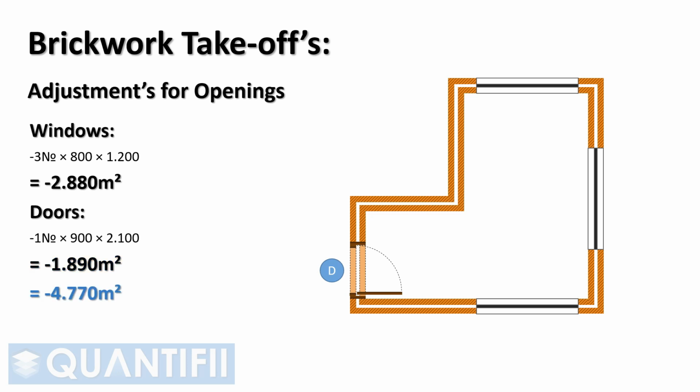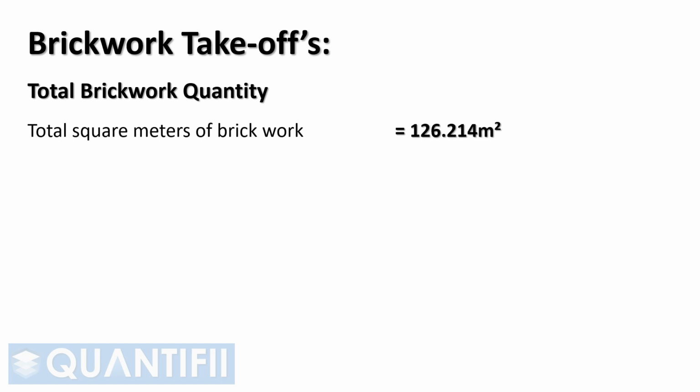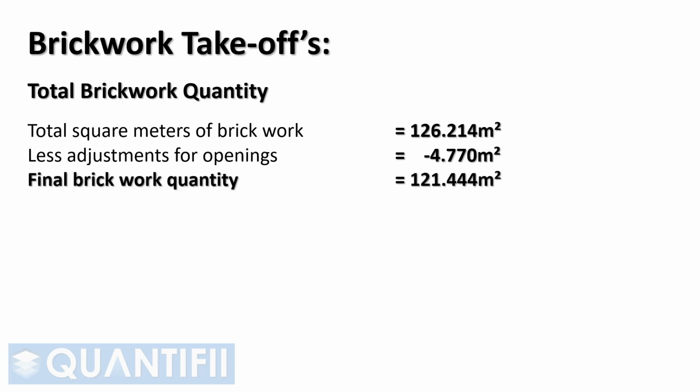We can now calculate the quantity of brickwork and materials required for the proposed addition. The total square meters of brickwork equals 126.214 square meters. Less adjustments for openings of 4.770 square meters. Therefore the final brickwork quantity amounts to 121.444 square meters, which we can round up to 122 square meters.